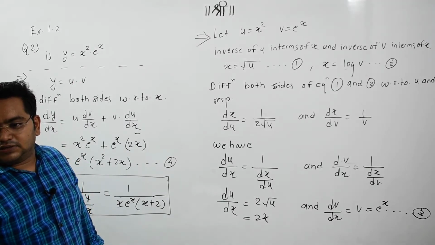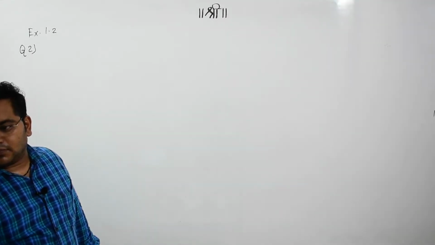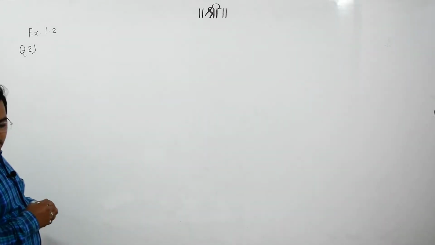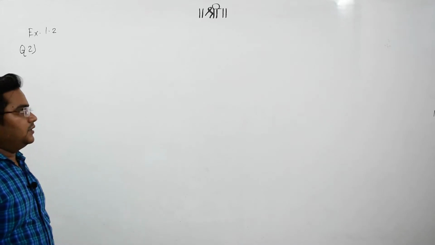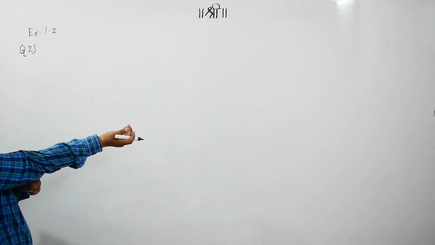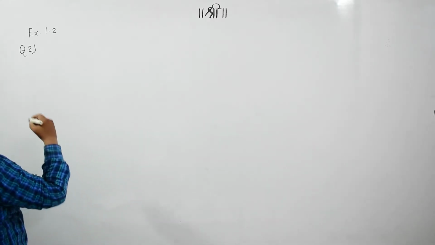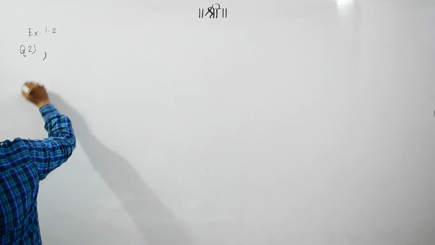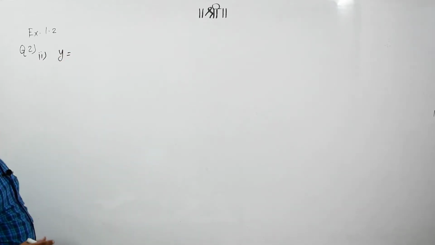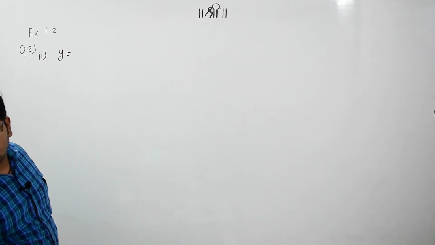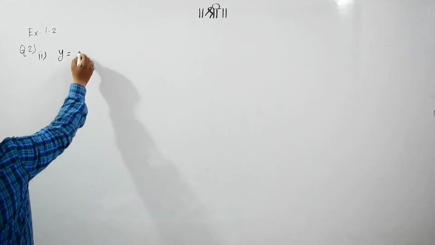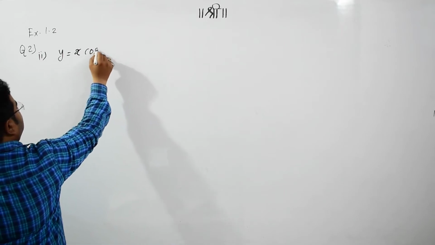The next question is: dy upon dx of the following function we need to find out, but using the inverse function's derivative. So we need to find the inverse function derivative. Our next question is: y is equal to x into cos of x. Okay, so y is equal to x into cos of x.